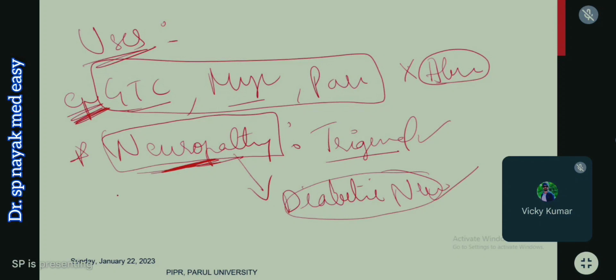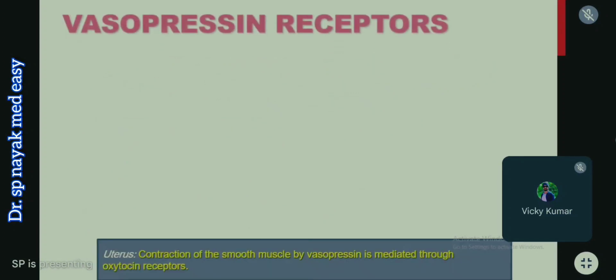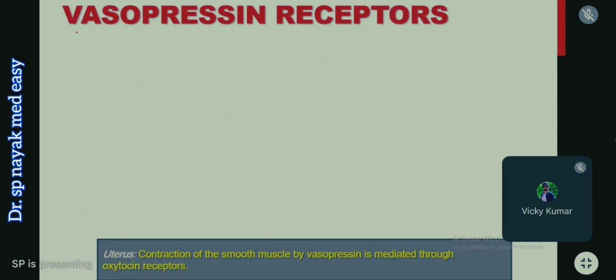And one more important point I told you: it can be used in mania. It can be used in what? Diabetes insipidus. Why? Because carbamazepine causes water retention due to release of ADH. It induces release of ADH. That's why it can be used in diabetes insipidus. Now, do you remember what ADH is or not? See, ADH is vasopressin, right?